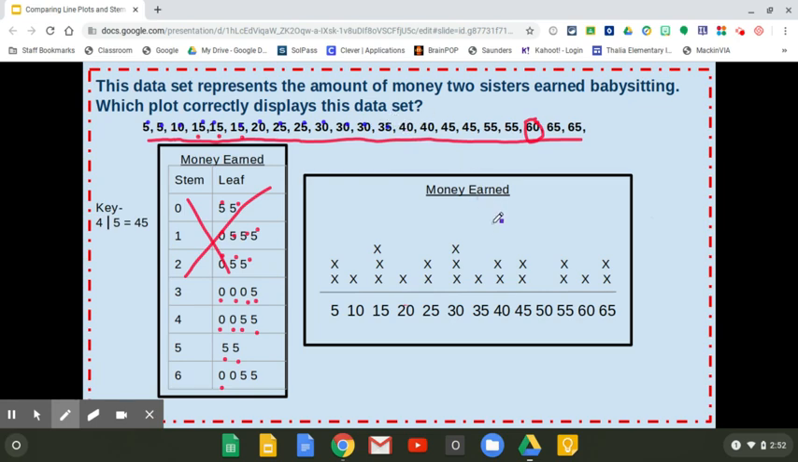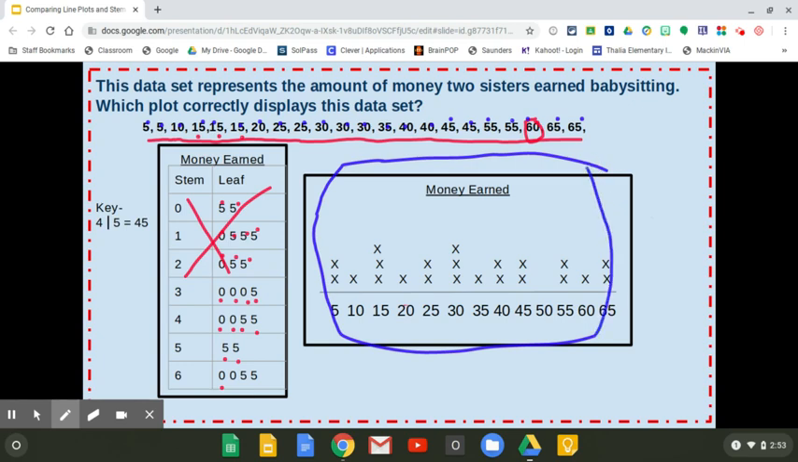40, we should have 2 X's. Good. For 45, we should have 2 X's as well. And here they are. Looking like this is going to work. 55, there are 2 X's and there are 2 events. Then for 60, there's only one. Good, there's only one here. So this is one that's looking good. And then 2 65s. So our line plot is the one that correctly represented that data set.